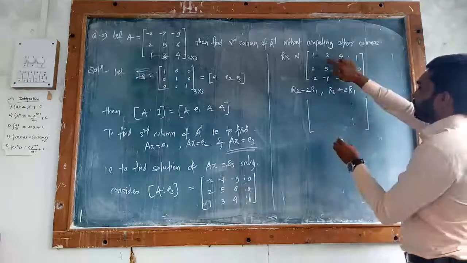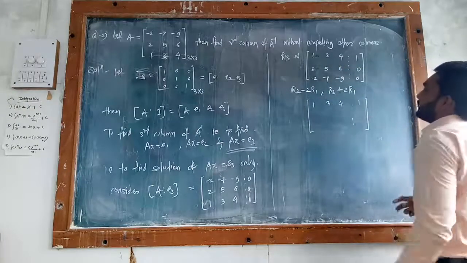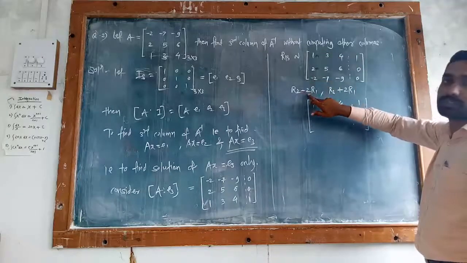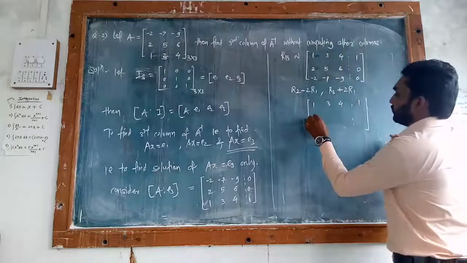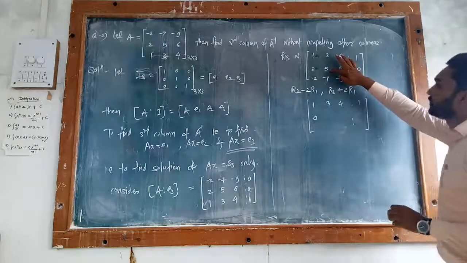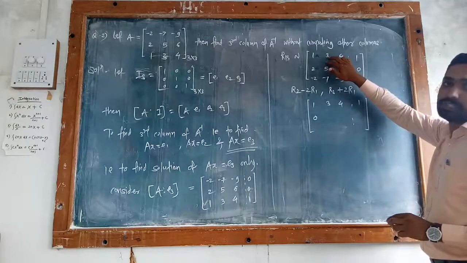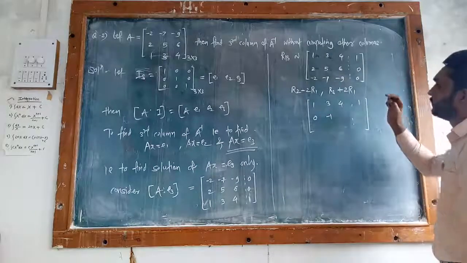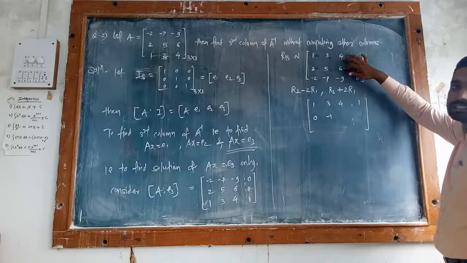look like this: your first row as it is, that is 1, 3, 4 and 1 as it is. Your second row becomes, again, R2 minus 2 times R1. This is the row operation. Now 2 minus 2 becomes 0, right? Now this is 5 minus 2 into 3. Now 2 into 3 is 6. So 5 minus 6 becomes minus 1. Next is 6 minus 2 into 4, that is 8.